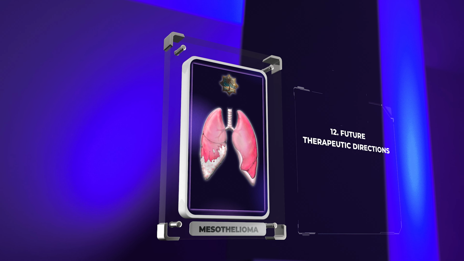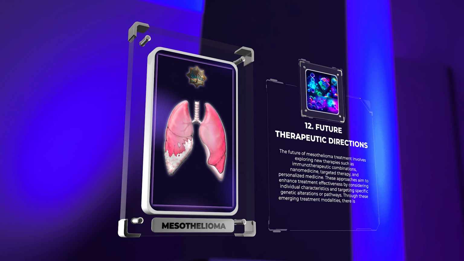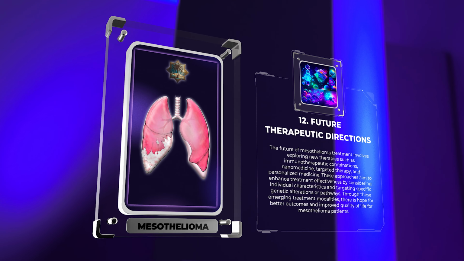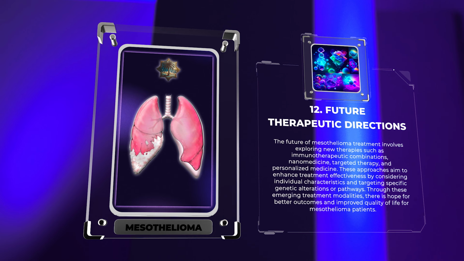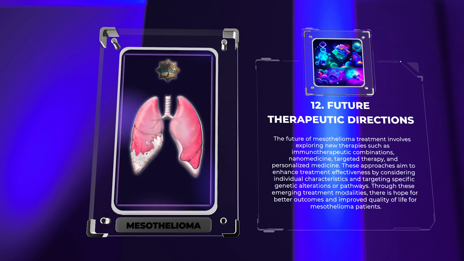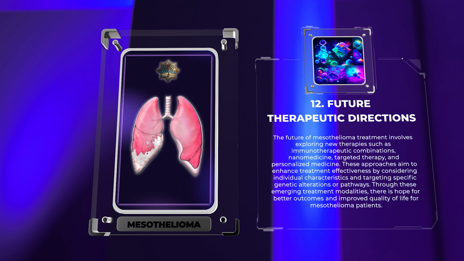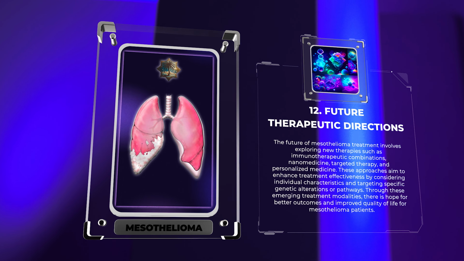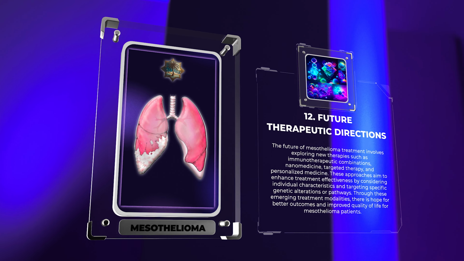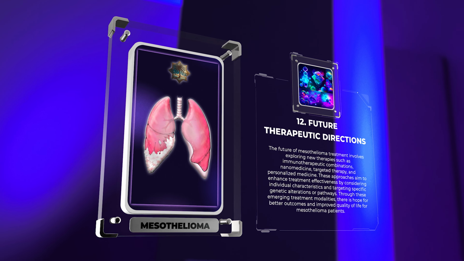The future of mesothelioma treatment involves exploring new therapies such as immunotherapeutic combinations, nanomedicine, targeted therapy, and personalized medicine. These approaches aim to enhance treatment effectiveness by considering individual characteristics and targeting specific genetic alterations or pathways. Through these emerging treatment modalities, there is hope for better outcomes and improved quality of life for mesothelioma patients.